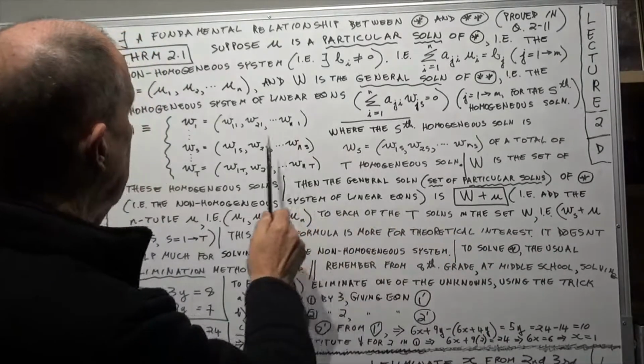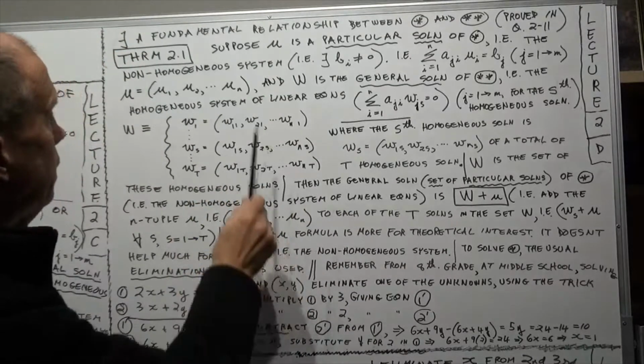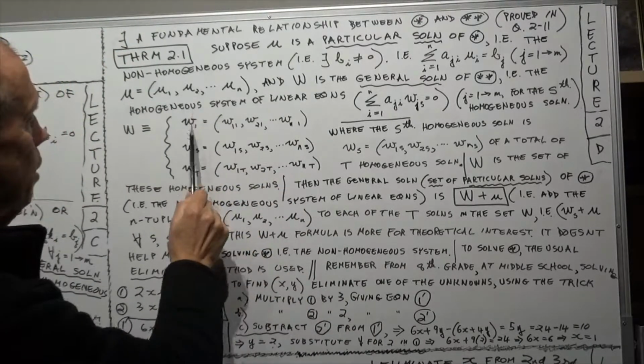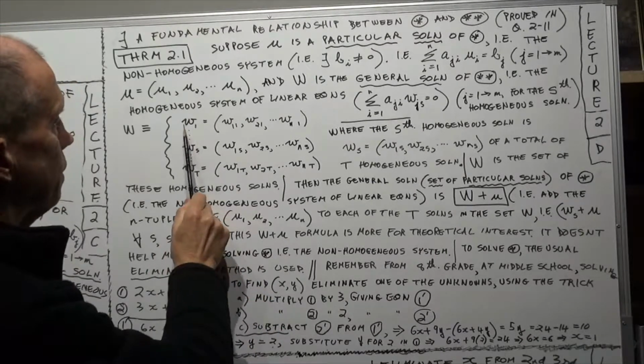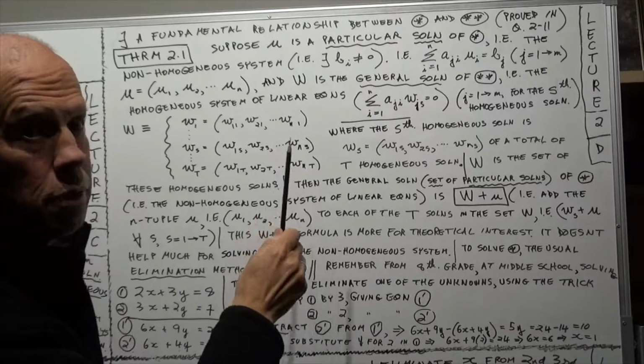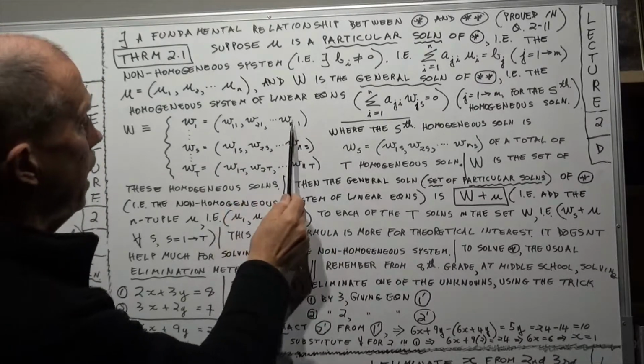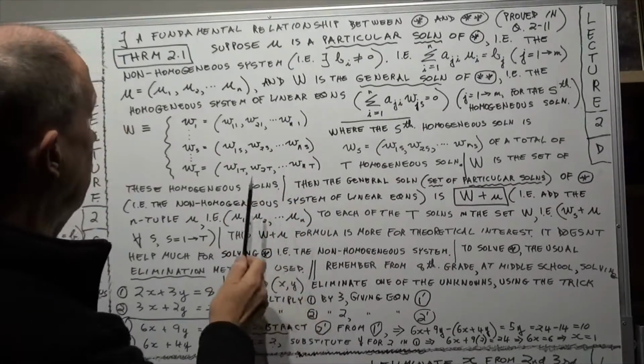So what are we listing here? These are particular solutions, each one, and let's say there are a total of T of them, and each is an n-tuple, because you've got n unknowns, not m.